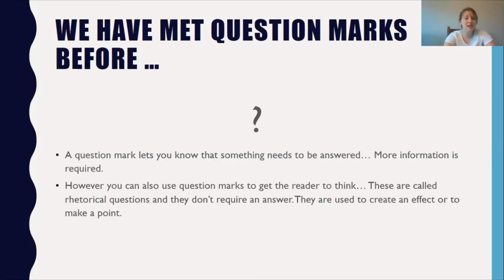our advert, we also used question marks to get the reader to think about something. And these are called rhetorical questions, and they don't actually require an answer, but they can be used really well to make a point. And this is why we use them in persuasive writing, because you're trying to get somebody to change their mind.